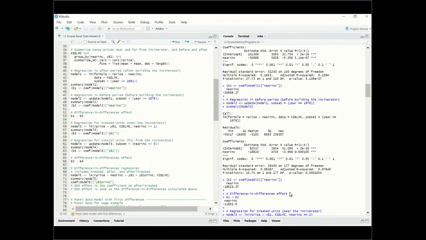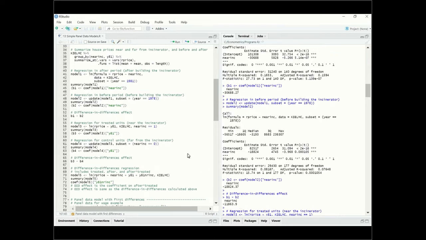So what we are finding here is that in the year after, house prices are $31,000 lower if they're near the incinerator. In the year before, house prices are 18 or $19,000 lower. So if we do this one minus this one, that's going to be the $12,000 here. And that's by how much prices for houses near the incinerator were lower in the after period versus the before period. So this is one way in which we can calculate the difference in differences effect.